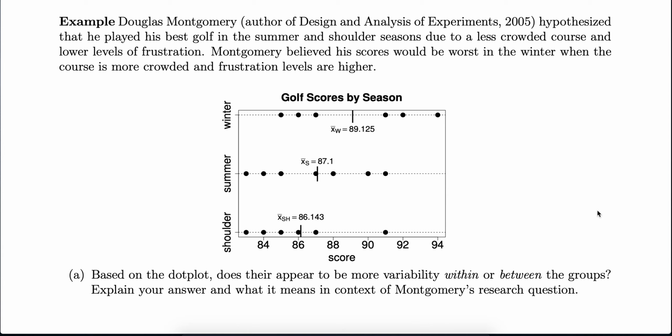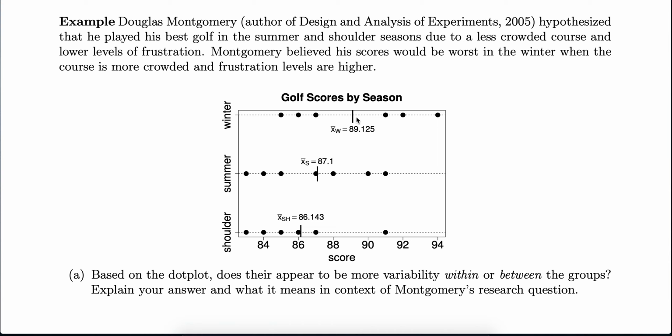This is an example coming from the author of the book Design and Analysis of Experiments. He was hypothesizing about his golf game, saying his best golf game was in summer and shoulder seasons because there was a less crowded course and he wouldn't get as frustrated and would stay focused. So he believed his scores would be worse in the winter when the course is more crowded and he's more frustrated. We have this data set plotted out for us.